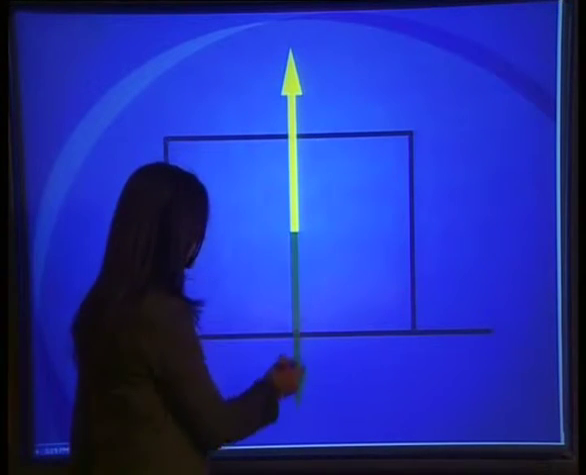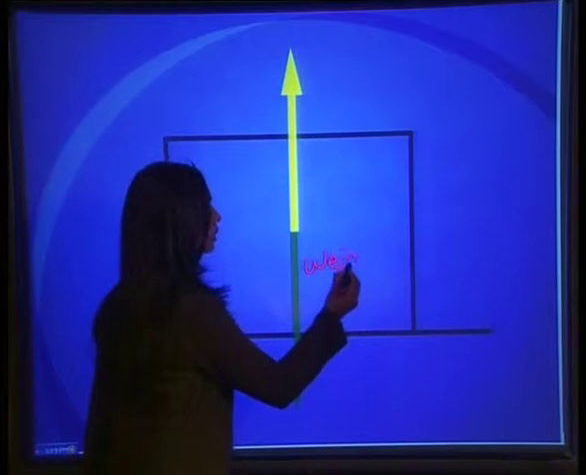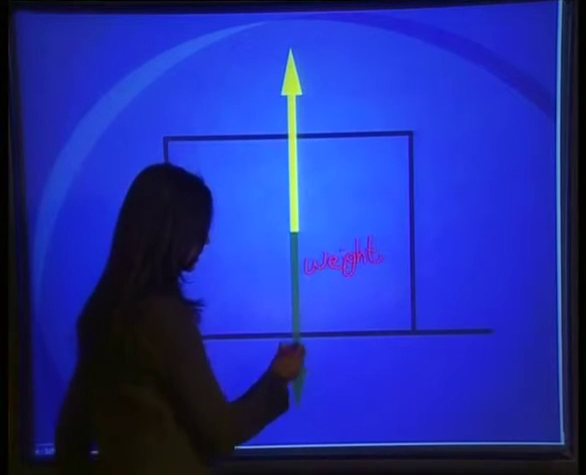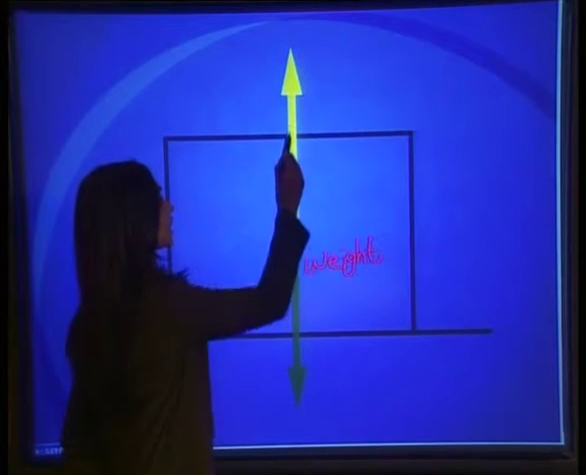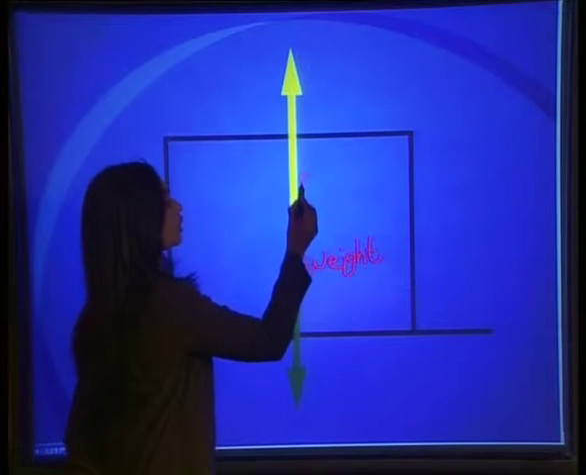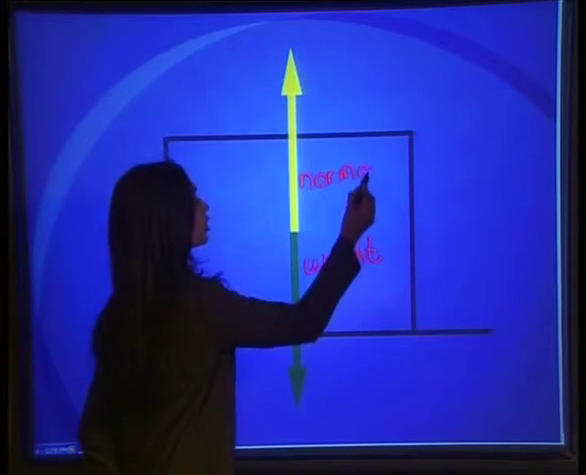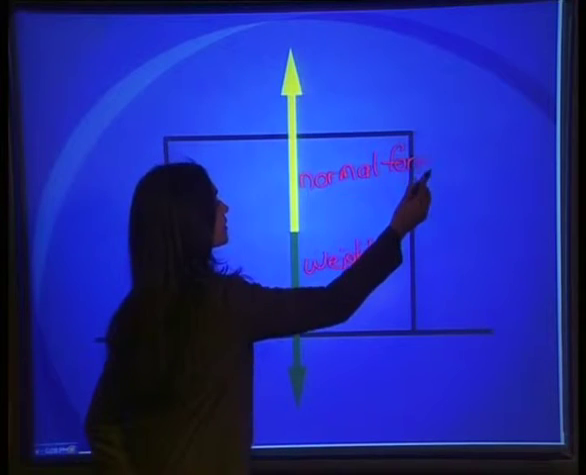Now look at this diagram. This line represents the weight of the body, and it pulls the box down towards the center of the earth. But the ground or the floor surface exerts an equal and upward force on the body. We call this force the normal force because it is perpendicular to the surface. Now, in this context, the word normal means perpendicular to. The body is in equilibrium because it is at rest on the floor. Now, when something is at rest, this means that there is no resultant force on the body.